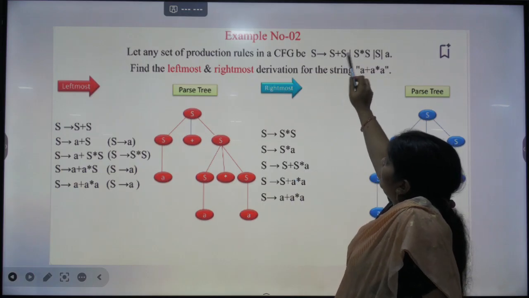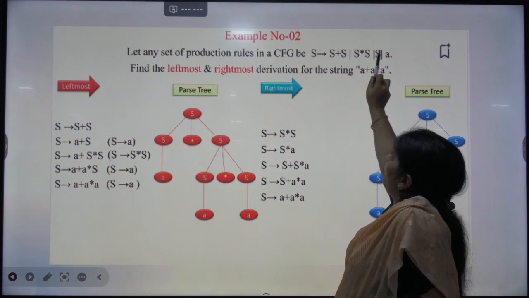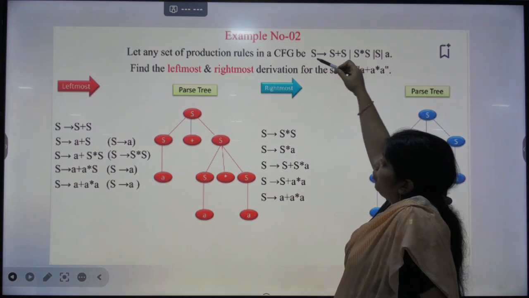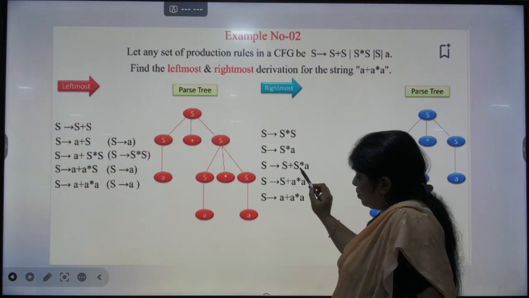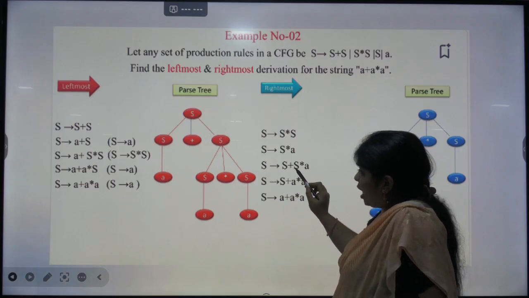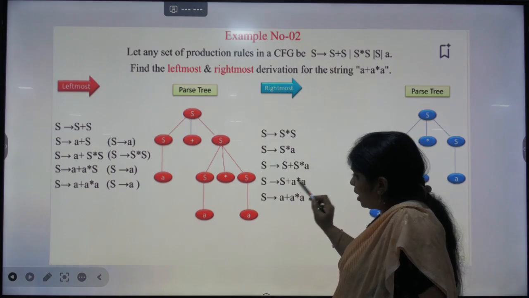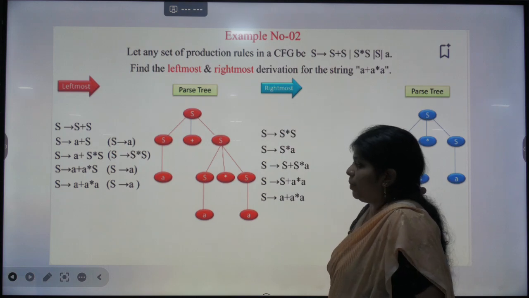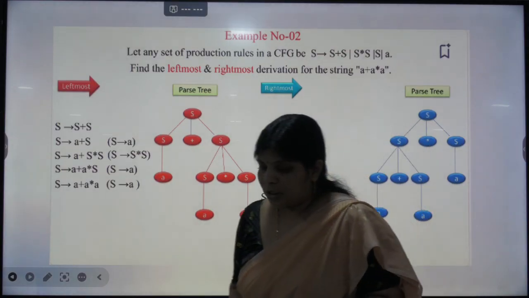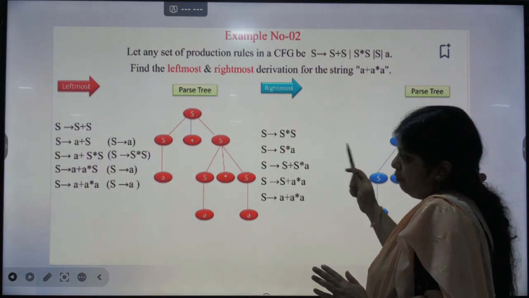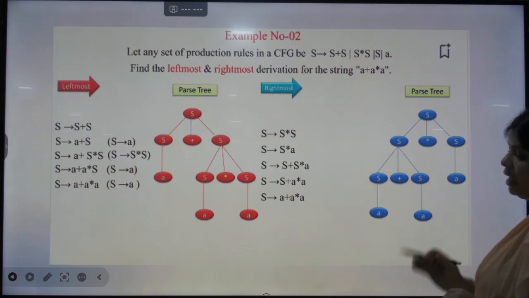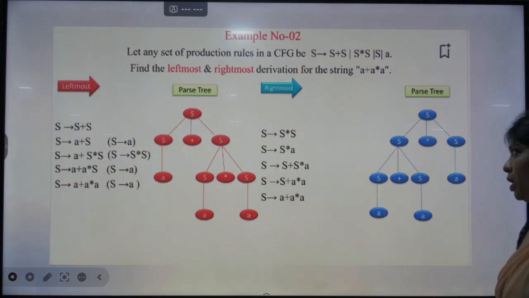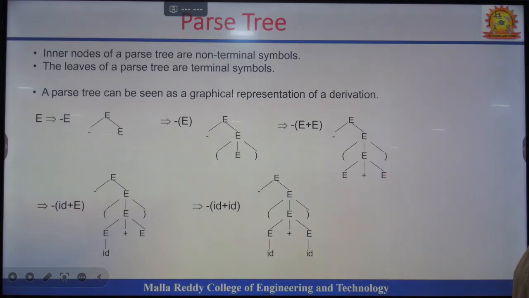We can take any of them, why? Because this S has four alternative productions, and any of the alternative productions we can take. In this case this S is the rightmost non-terminal symbol, so that has been replaced. Now only one non-terminal S is there, and that has been replaced. So in both cases, whether it is leftmost derivation or rightmost derivation, we have derived the string A plus A star A, so we can construct the parse tree either by using leftmost derivation or by using rightmost derivation.